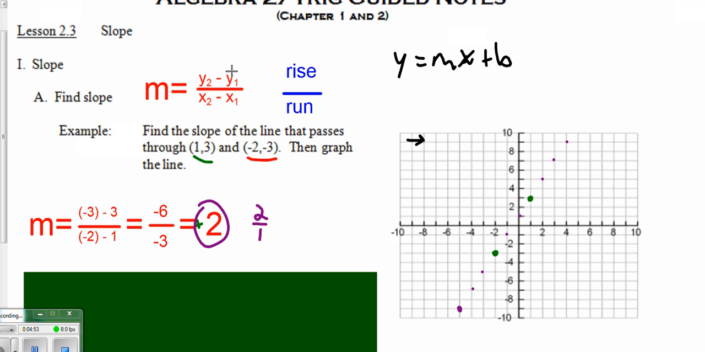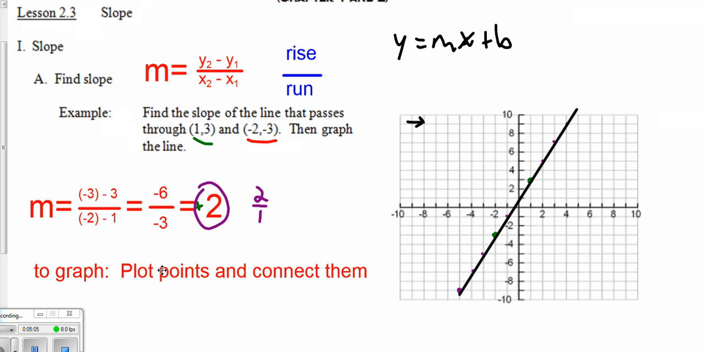Okay, now when we need to graph the line, we just plot these 2 points like we did, and just draw a straight line between them. Okay, so anytime that you need to graph, just plot the points and connect them. That is how you draw your straight line.